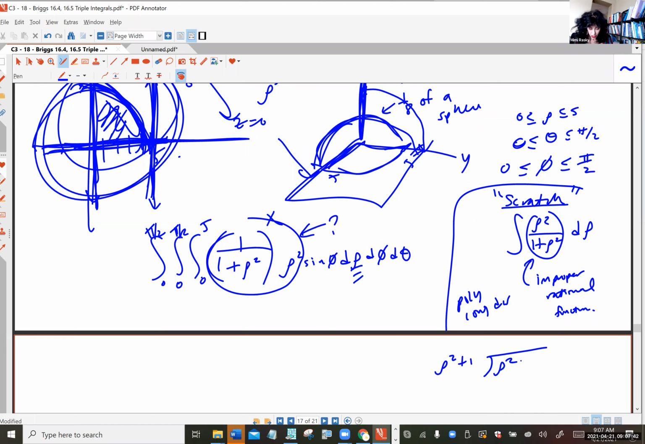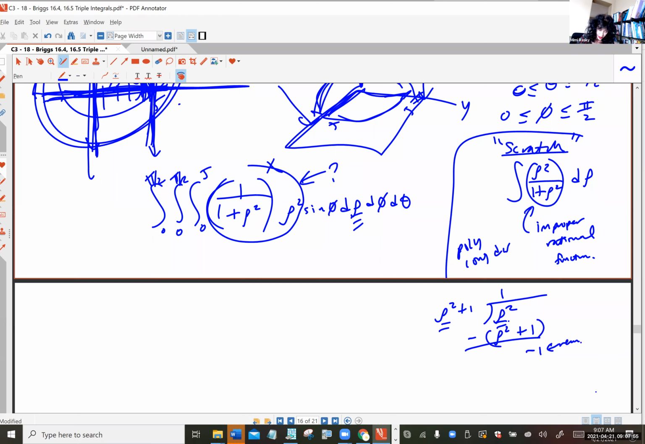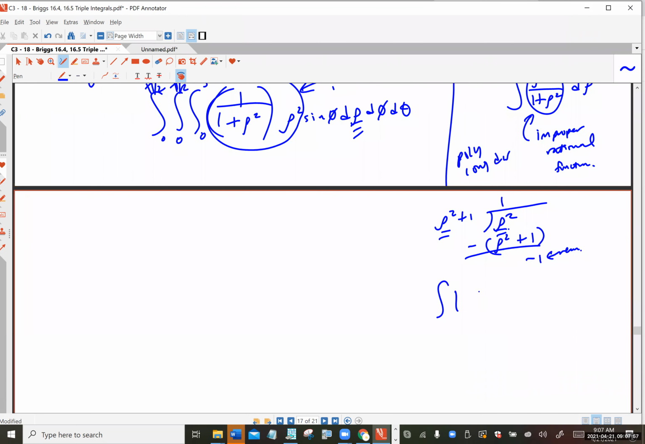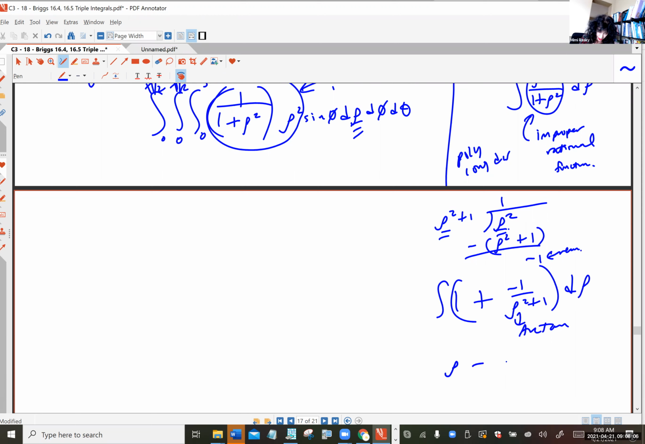Oh boy, no. So rho squared plus 1 goes into rho squared how many times? Well, rho squared goes into rho squared once, okay. And then when you subtract, you get -1 as your remainder. And now you rewrite this as a quotient plus remainder over divisor type of problem. And this is arctan right here. And so this ends up being rho minus arctan rho. Okay, fine. So we're done with the scratch.